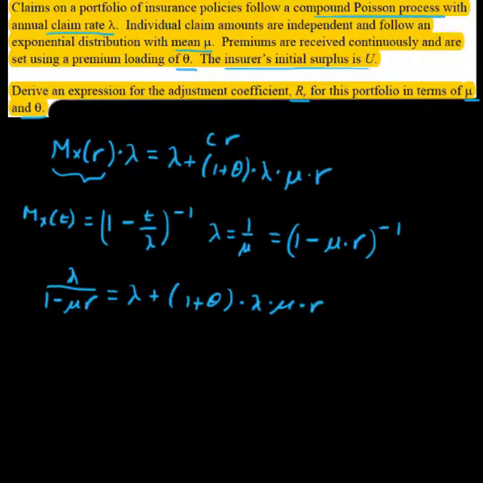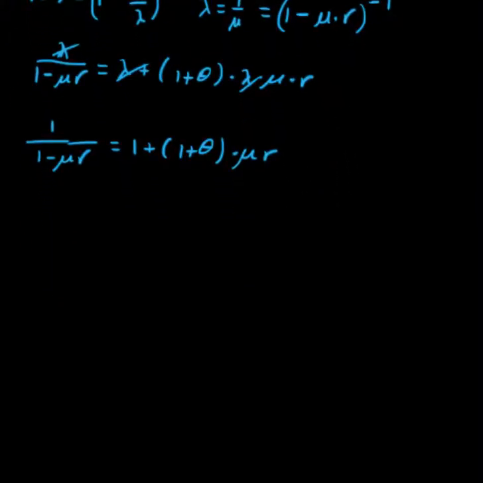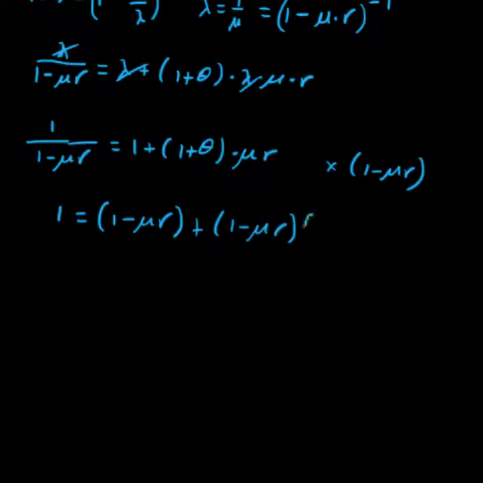First thing we could do is cross out all the lambdas here, and this is just going to be purely algebraic to solve what R is equal to. So now we have 1 over 1 minus mu R is equal to 1 plus theta mu R. And just excuse how slow I am at doing these algebraic expressions. Over here we can just multiply everything by 1 minus mu R, and that gives us 1 equals 1 minus mu R plus 1 minus mu R times 1 plus theta mu R.